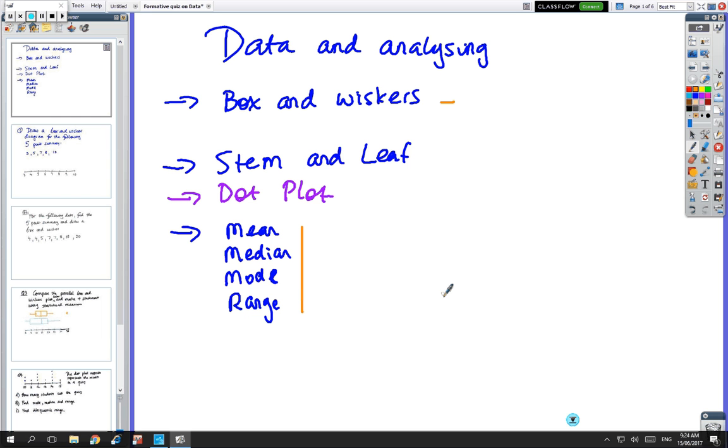In the box plot, box and whiskers, things that will come up will be a 5-point summary, and once you have a 5-point summary we'll talk about Q1, Q2, Q3 and the interquartile range. Okay, so they're the things that come up in the box and whiskers. Stem and leaf and dot plot we'll touch upon again, and we'll use those statistical words.